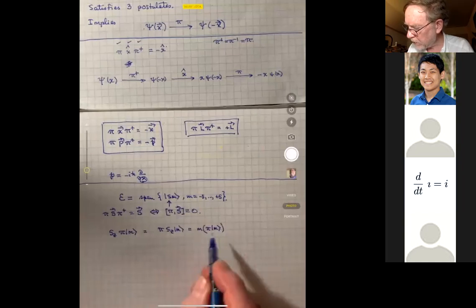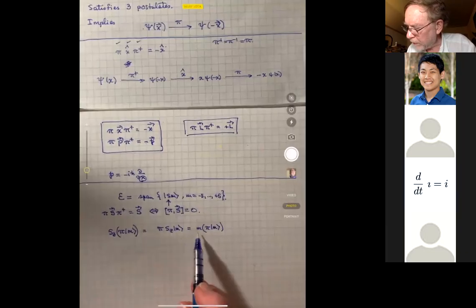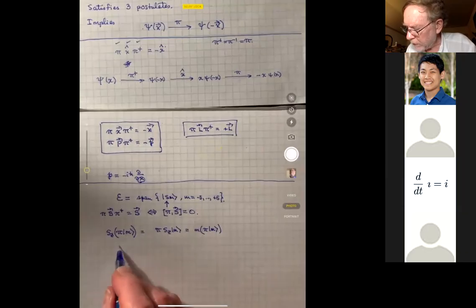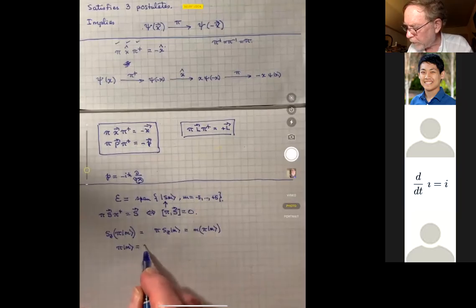And if I put parentheses around the pi acting on m, what you see is that pi acting on m is an eigenstate of S sub z with eigenvalue m. Well, so is the state m itself, and in fact, it's a non-degenerate state. So this means that pi acting on m must be proportional to m itself. Let me write the proportionality factor as eta, like so.